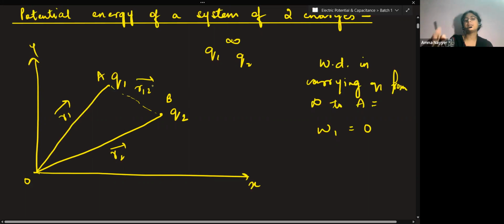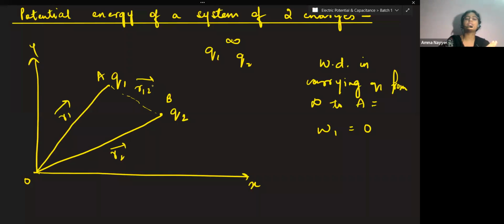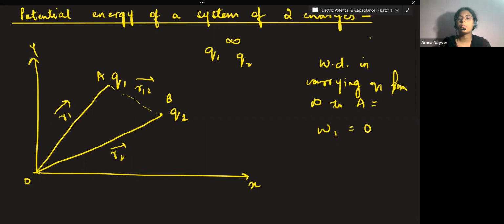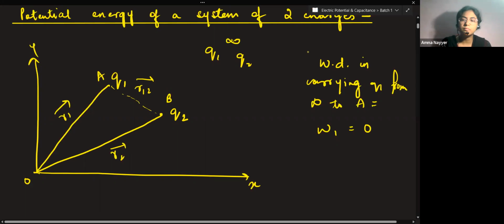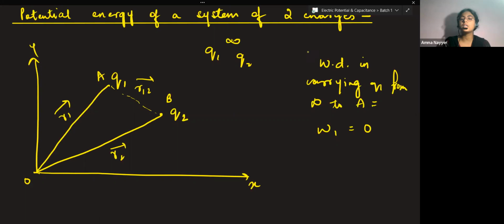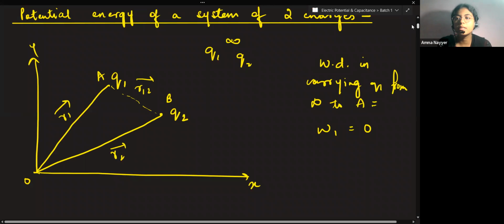But R1 is the separation of point A from the origin, and point B is separated from the origin by this distance R2. Now Q2 and Q1, two charges, are present. Will there be any interaction now, or will it still be 0? They will have interaction, because two charges are now present. So we have to find out what the work done is.